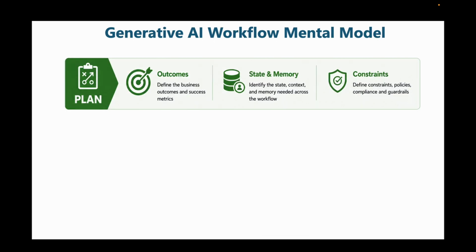Now that you know what workflows are, you may think, how do I go about designing one? The mental model for designing a generative AI workflow is divided into three phases. The first phase is the planning phase, where you should define the business outcome, identify the information that should be maintained in the state throughout that workflow, and also define the constraints or guardrails that you must implement in your workflow.